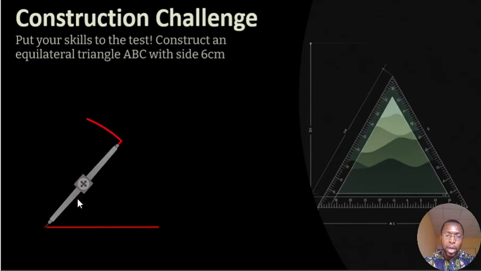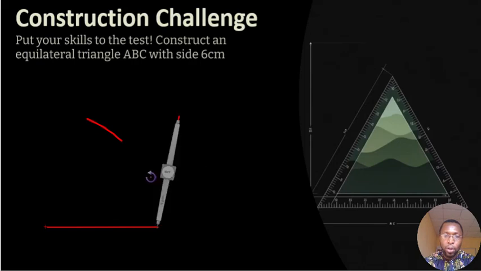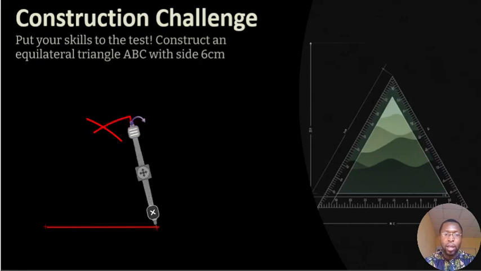Again, you take your compass to the other end of the base. Remember, the base line is 6 centimeters. You rotate your compass to the other side, and then you make an arc again, like this. Having done that, you are halfway done.